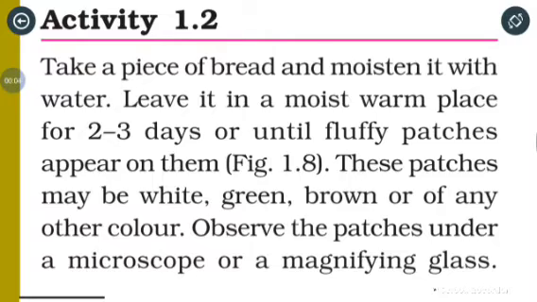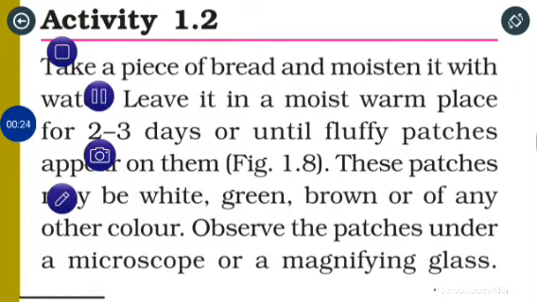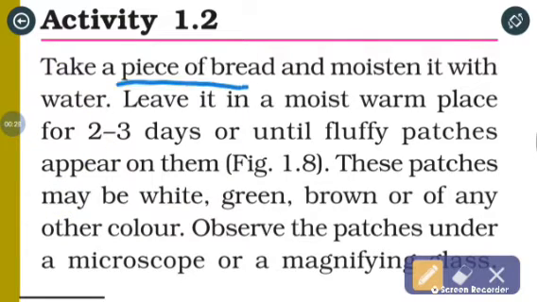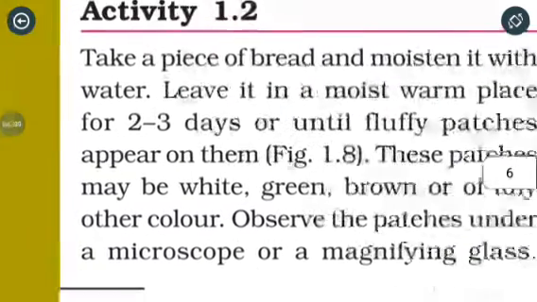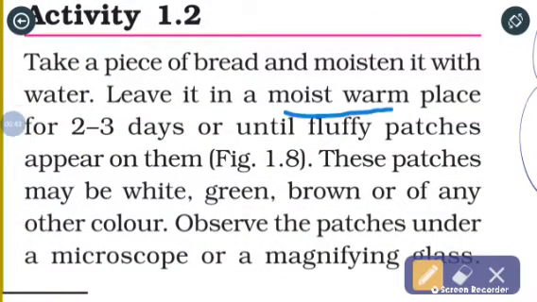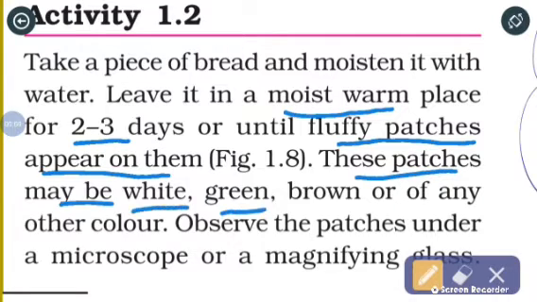Take a piece of bread and moisten it with water. Leave it in a moist, warm place for 2 to 3 days or until fluffy patches appear on it. These patches may be white, green, brown or of any other color. Here it says to take a piece of bread and moisten it, which means put some water on the piece of bread. Leave it in a moist, warm place where there is no sunlight, for 2 to 3 days or until fluffy patches appear on it. These patches may be white, green, brown or of any color.